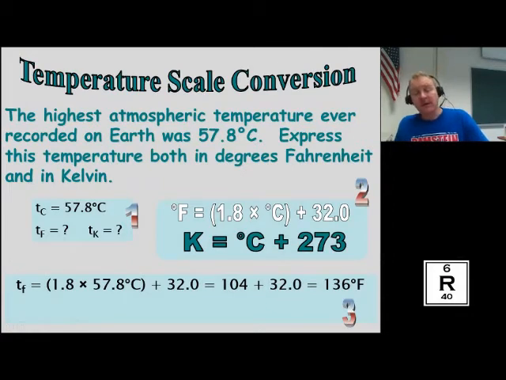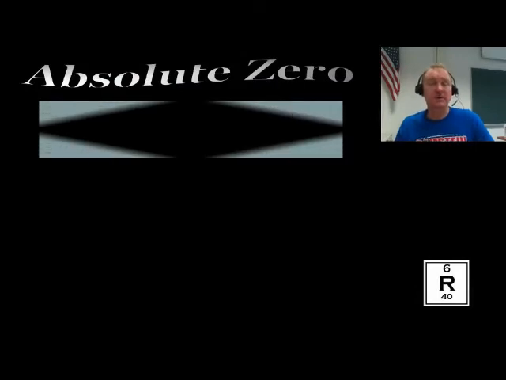So the temperature in Fahrenheit would be 1.8 times 57.8 degrees Celsius plus 32, which is 104 plus 32, which is 136 degrees Fahrenheit. That is ridiculous. And in Kelvin, just adding 273 to it would be 331 Kelvin. Wow. Okay, so just a little practice with temperature conversions. I wanted you guys to be exposed to that.